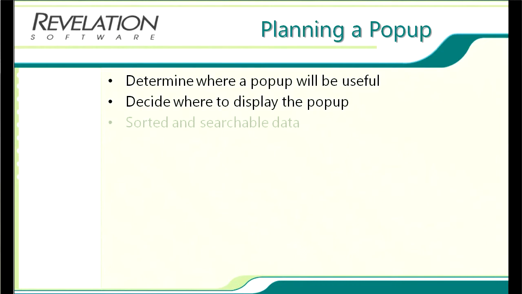Another consideration is whether the data needs to be sorted or searched. Sorting allows a user to click a column header and have all the data displayed in the pop-up sorted in ascending order based on the selected column, so it's very useful. And data displayed in the pop-up can be searched. So when the search option is selected, a search button is automatically displayed in the pop-up window.